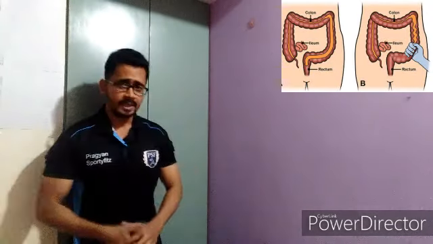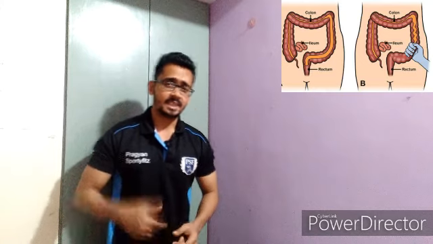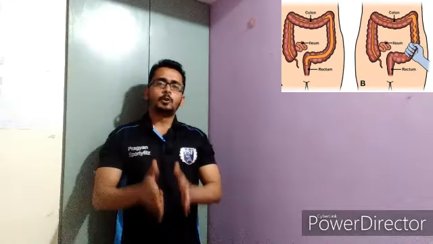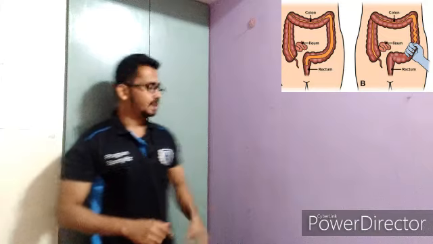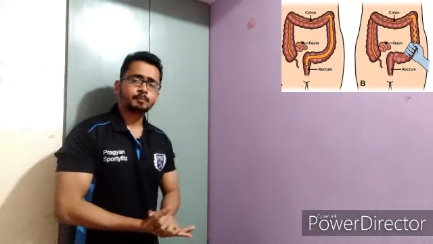IBS, irritable bowel syndrome. Nowadays this is a very common and very difficult problem, but still it is curable. This happens because of low fiber in food. IBS, irritable bowel syndrome, happens in our large intestine. You can see the picture. In the large intestine, what happens?